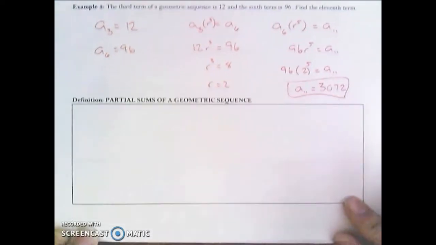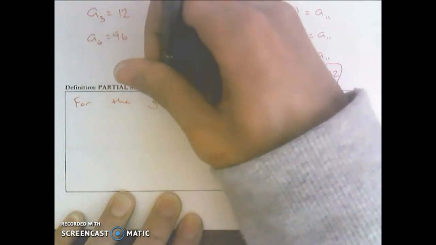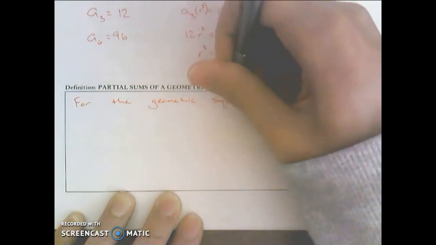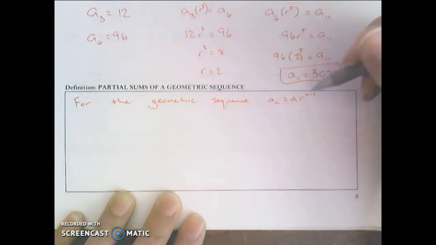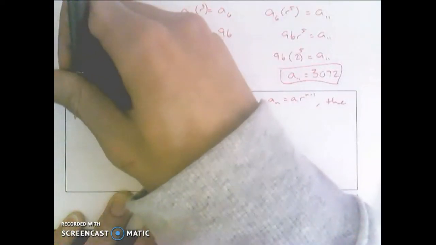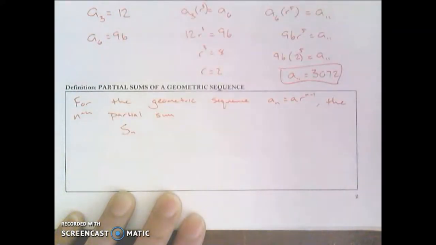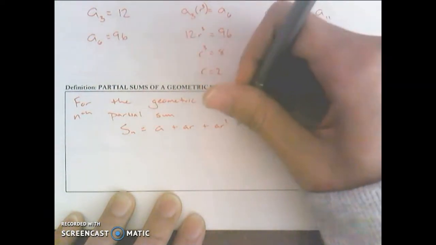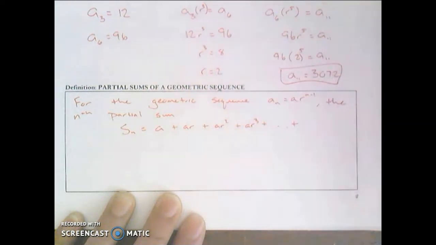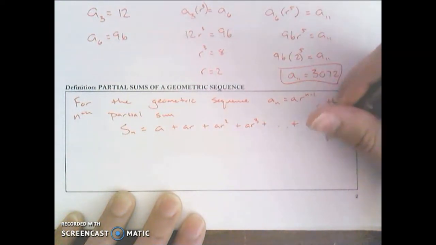Like all other sequences, let's talk about partial sums. So given the geometric sequence, and that sequence is defined by a_n equals a times r to the n minus 1, the nth partial sum, and we can write out that partial sum, is capital S_n equals that first term plus the second term, ar, plus the third term, ar squared, plus ar cubed, plus all the way up to the nth term, which is ar to the n minus 1. And just note that r cannot equal 1.